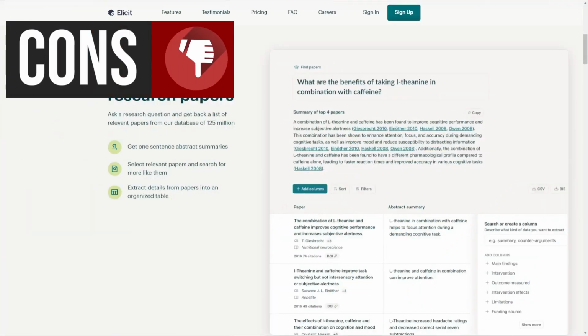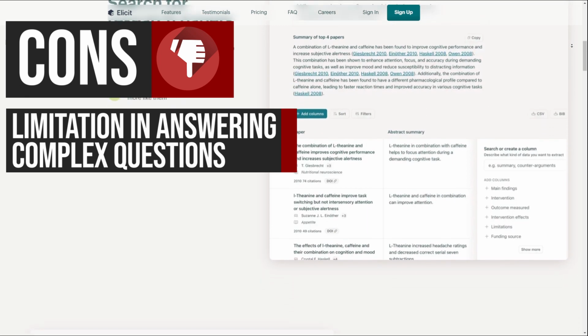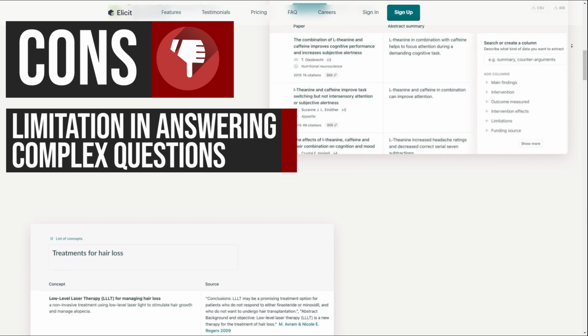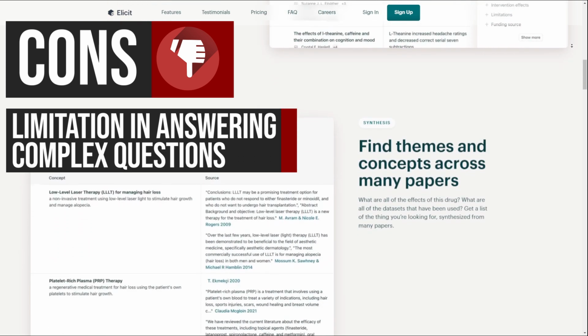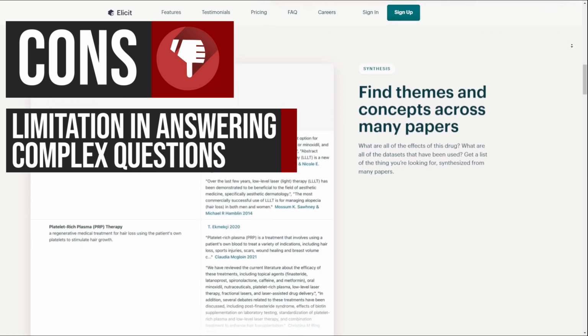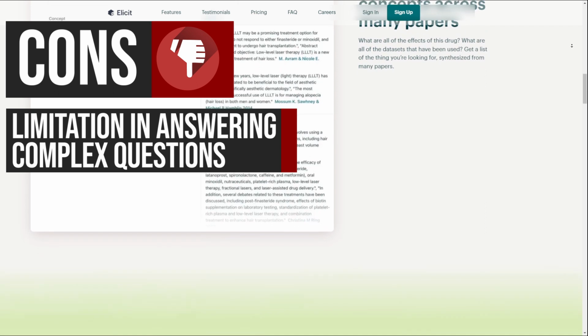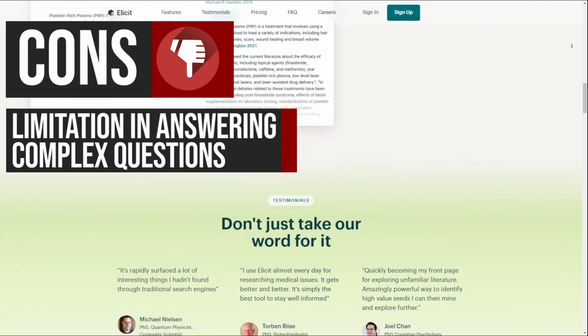Now, let's talk about some of the potential drawbacks. Elicit may struggle to address intricate or specific queries that require in-depth analysis or synthesis beyond the scope of academic papers. This limitation highlights the importance of human judgment and critical thinking in evaluating complex research questions that go beyond the capabilities of AI tools.